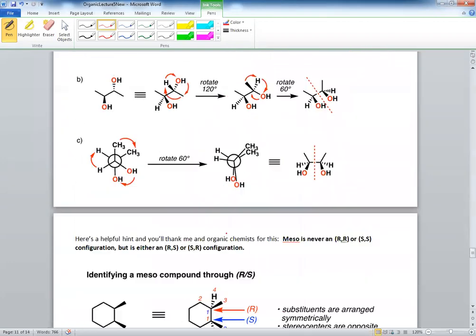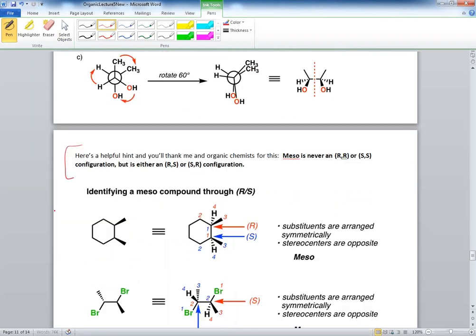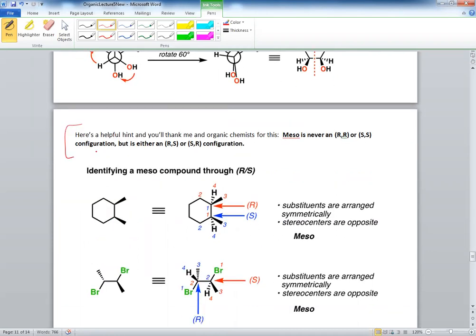So how do you do that? How do you remember? How do you know that? Here is the hint for you, and I want you to understand how to do this. Okay, so the helpful hint, and you'll thank me, an organic chemist, for this, is meso is never an RR or an SS configuration, but is either an RS or an SR configuration.